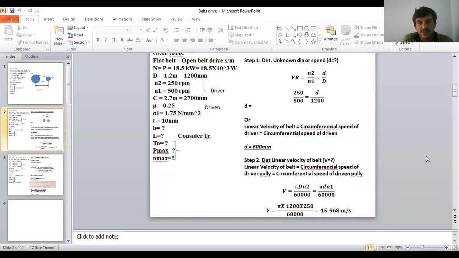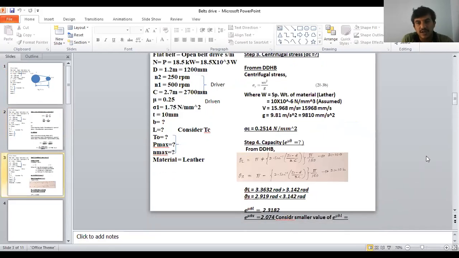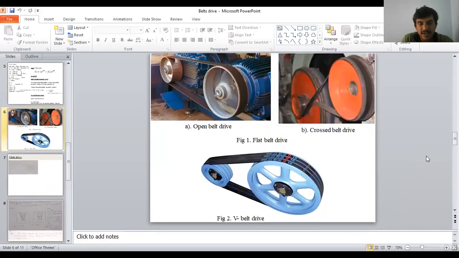So last class we solved some problems on flat belt drive, right? Is there any doubt regarding flat belt drive? We sent three more questions on the design of flat belt drive. In those, did any questions arise? Any doubts in those questions?